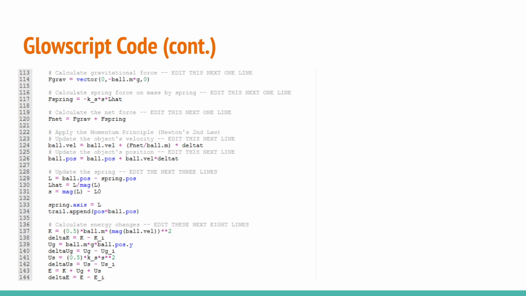Continuing with the GlowScript code, the force of gravity was the vector with the ball's mass multiplied by the gravity. The force of spring is negative ks times L hat. F net is the force of gravity plus the force of spring, which we discussed were the only two forces. We use the velocity update formula for ball dot velocity and the position update formula for ball dot position. L was ball dot position minus spring position. L hat was L over magnitude of L, as we discussed earlier. And all the formulas for K, potential energy of gravity, potential energy of spring, and energy remain the same.